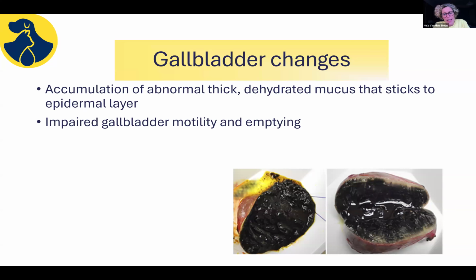You almost have to peel it away from the wall. Now, as these dogs go further on, you don't have a normal gallbladder motility and emptying anymore. And we know that the blood supply often gets infarcted and can cause necrosis.